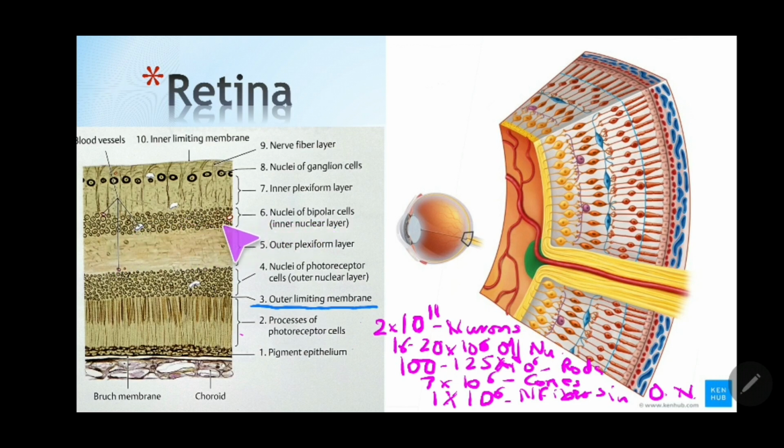And I told you there are also transverse or horizontal cells, right? And on the inner side, there will be amacrine cells also. So the cell bodies of the bipolar first order neurons, then the horizontal and the amacrine cells, are all located here in the inner nuclear layer. Then the axons of these bipolar neurons form the inner plexiform layer. And this inner plexiform layer synapses with the ganglion cell layer. This ganglion cell layer is the 8th layer.